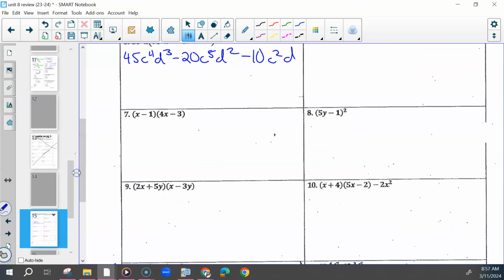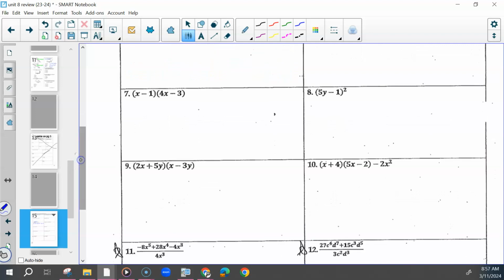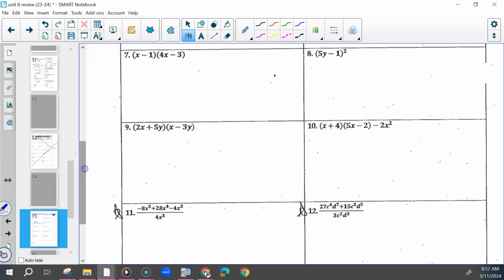Number 10, use one of your methods of multiplying. So do we want to use box, FOIL, double distributive? FOIL, okay. So x times 5x would be 5x squared. X times negative 2 is what? Negative 2x. 4 times 5x is 20x. And then 4 times negative 2 is negative 8. Keep bringing down that negative 2x squared.